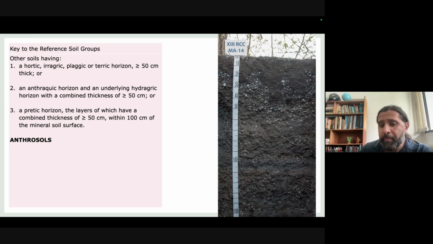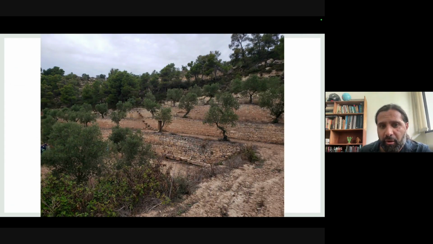Actually, we have much more than 1 meter. It's 1 meter and 50, and we are still inside the pretic horizon. So definitely an anthrosol. Okay, so soils that were affected by humans, especially in the past, by agriculture practices. Here is another option: humans producing terraces and producing soils, and because of this, producing anthrosols.